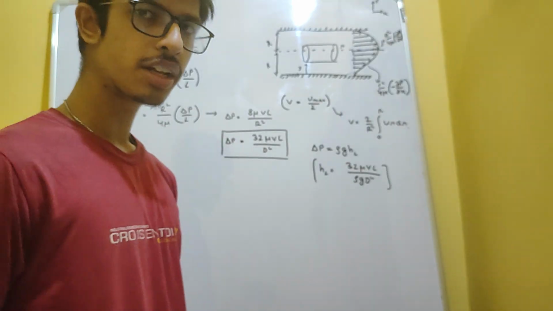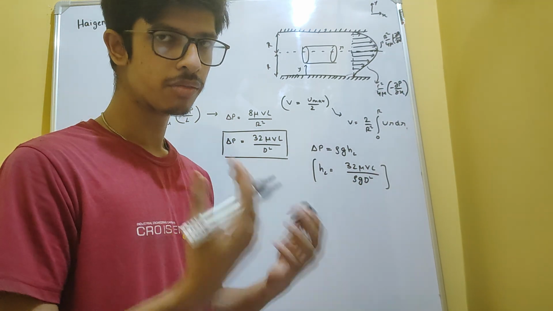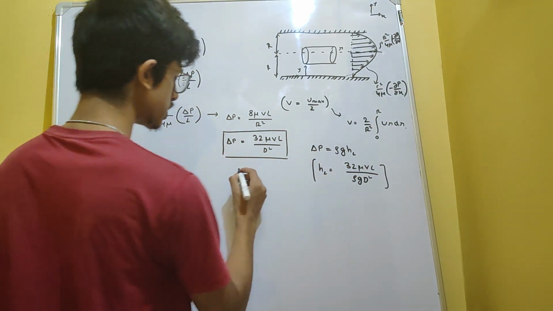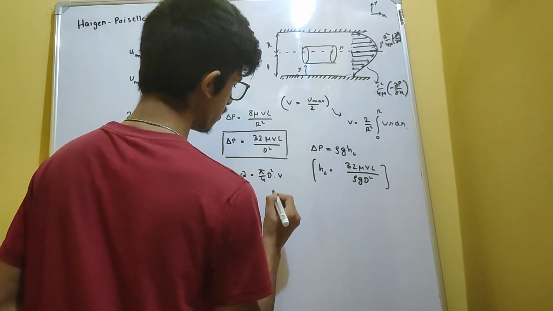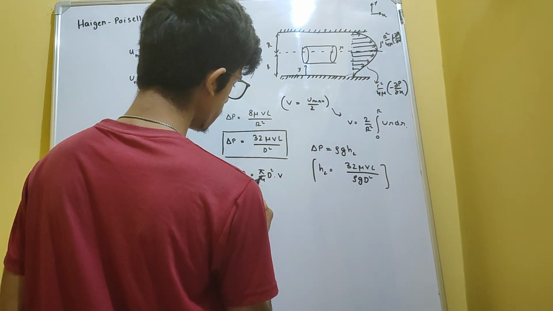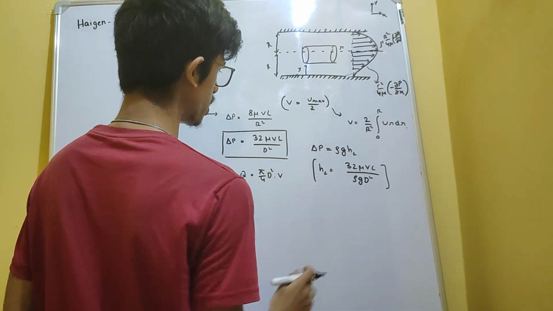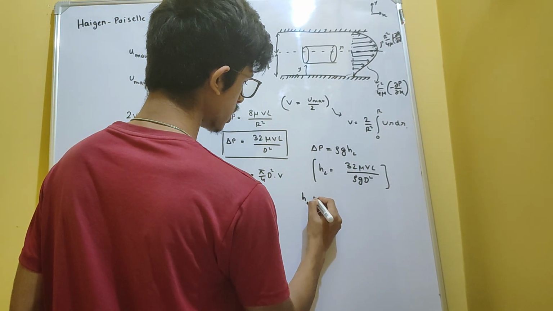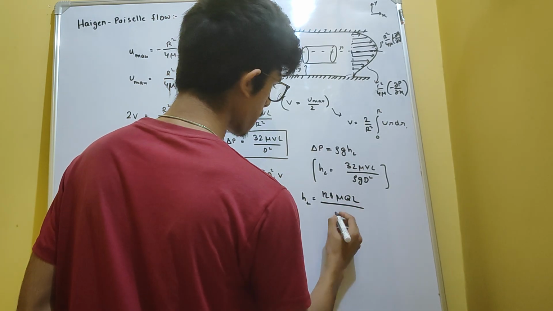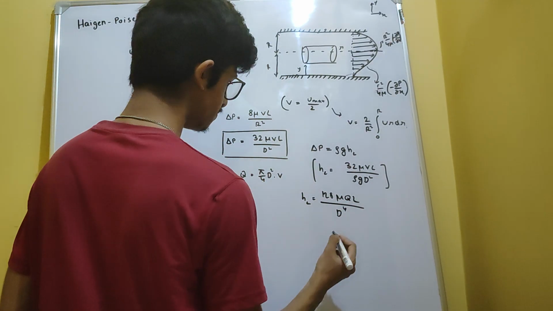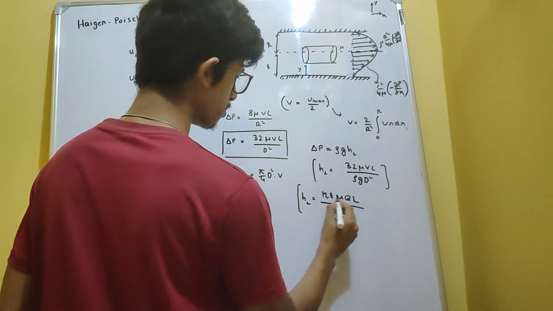But if you are interested in finding the pressure loss and head loss in terms of discharge, then you can simply substitute Q equal to pi by 4 d square into average velocity. So V will be equal to 4Q by pi d square, and just substitute that V in these two equations. Then you will get the head loss to be 128 mu Q L divided by rho g d to the power 4. So these are some expressions.